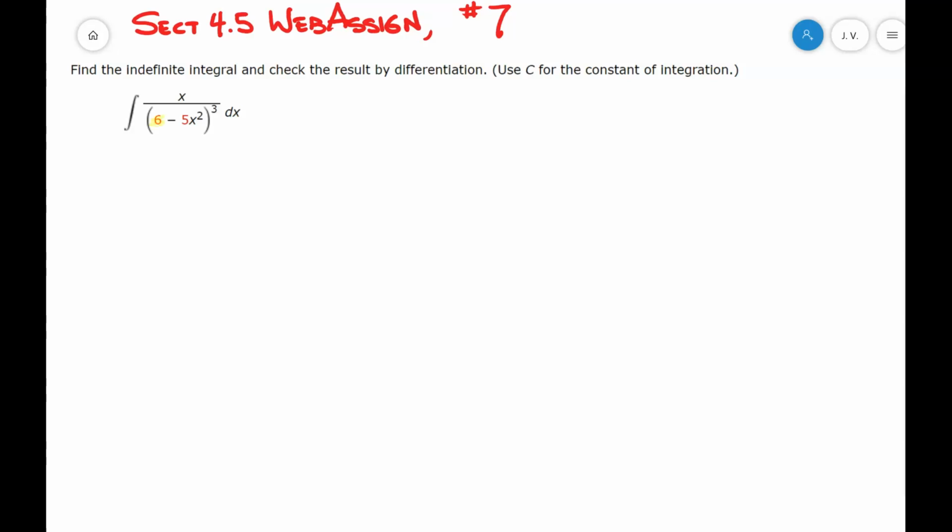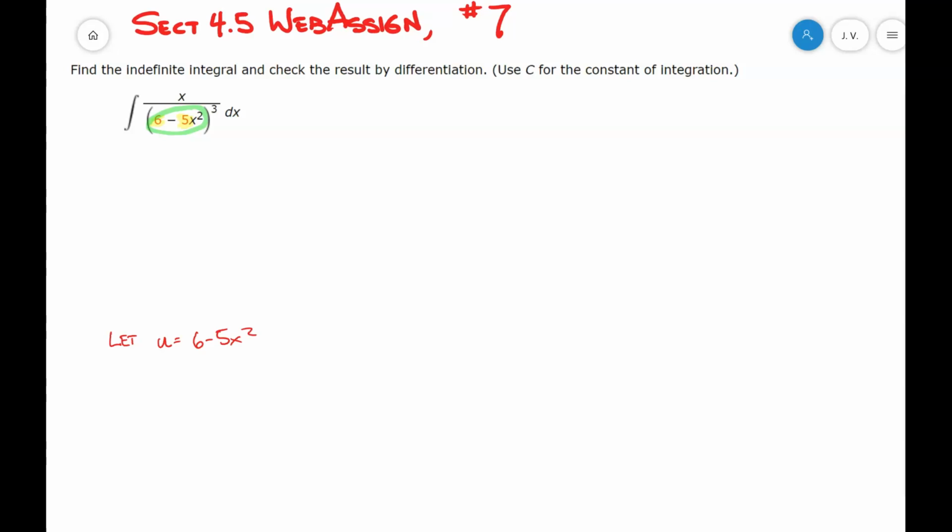Remember, the red numbers here indicate numbers which are randomized, so your problem may be slightly different than this, but the technique will be the same. So the first thing I'm going to do is look at what I consider the inside function. And I see this in my denominator, and that thing is cubed. So I'm going to try and let u equal 6 minus 5x squared.